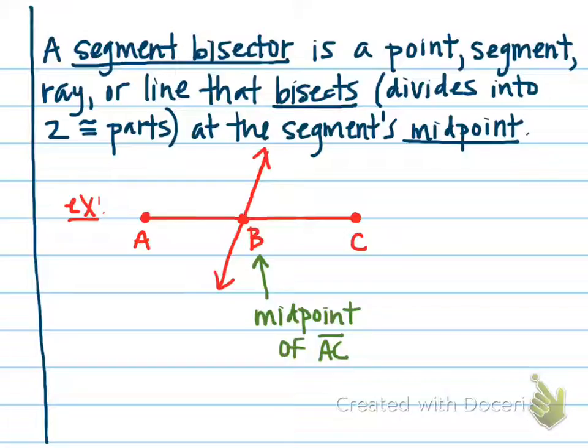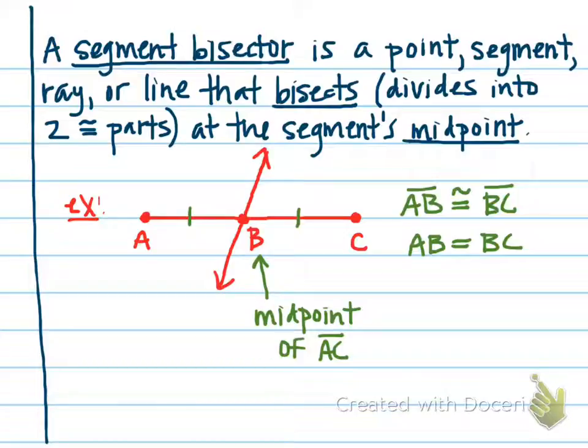Because that is the midpoint, I know that segment AB and segment BC are congruent, and I can show that with tick marks. So there's a couple of things we can say here. We can say that segment AB is congruent to segment BC. We can also say that the distance between A and B is equal to the distance between B and C. If you know that AB and BC are equal, the reverse is also true, then I know that B is my midpoint.